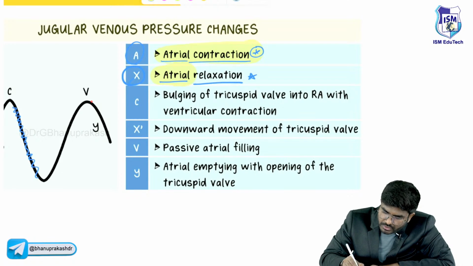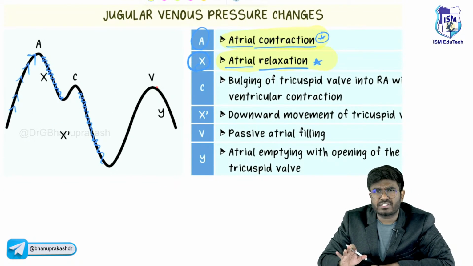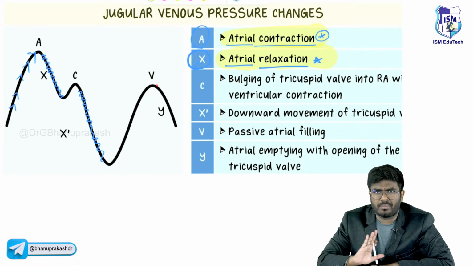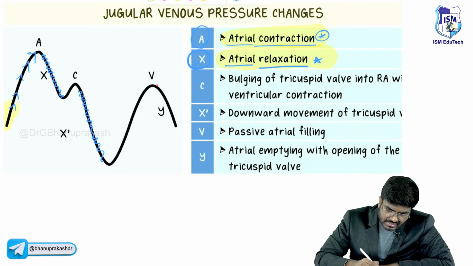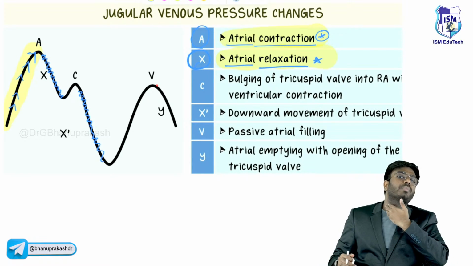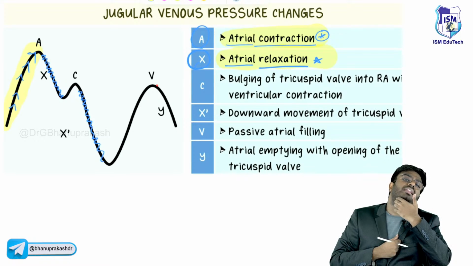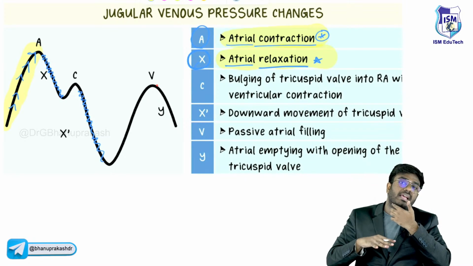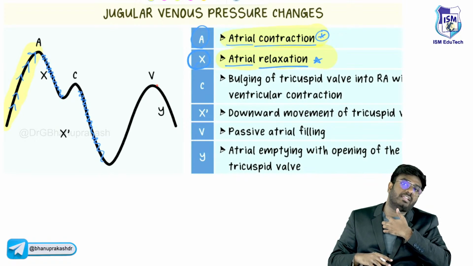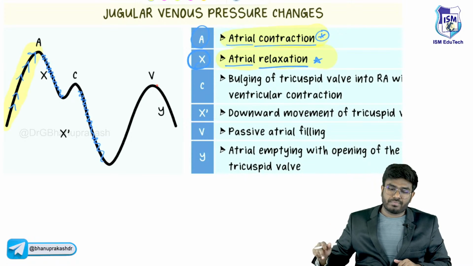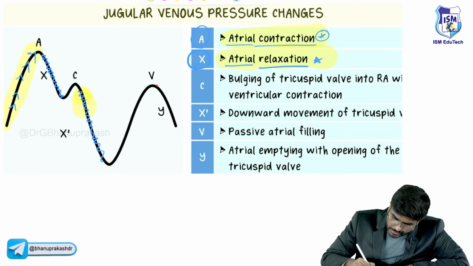Okay, in your first year, what you should know is the simple basics. Not just in first year, from first year to fifth year, this is the basic thing. The A wave represents atrial contraction. When the atria is contracting, the pressure in the internal jugular vein is gradually increasing. When the atria is relaxing, the pressure in the internal jugular vein is gradually decreasing. A wave, X wave. So then what is the C wave? Sir, this one special wave is coming.